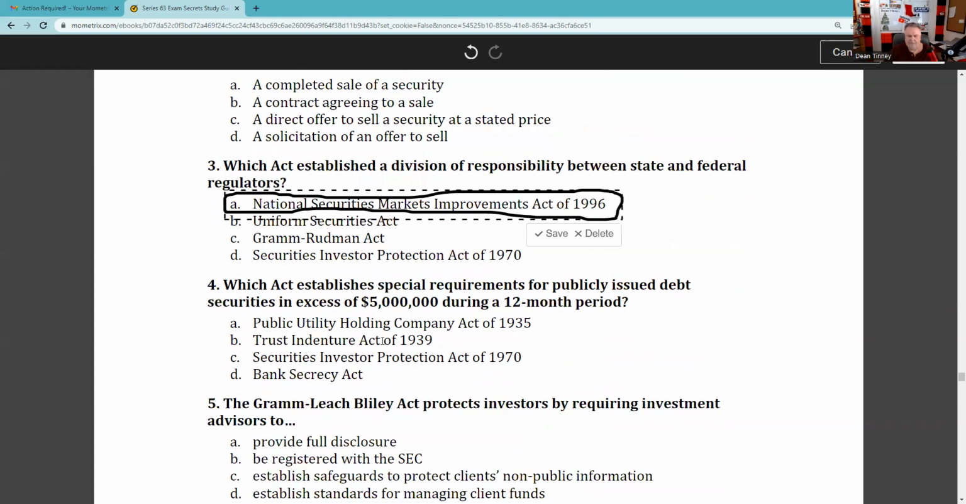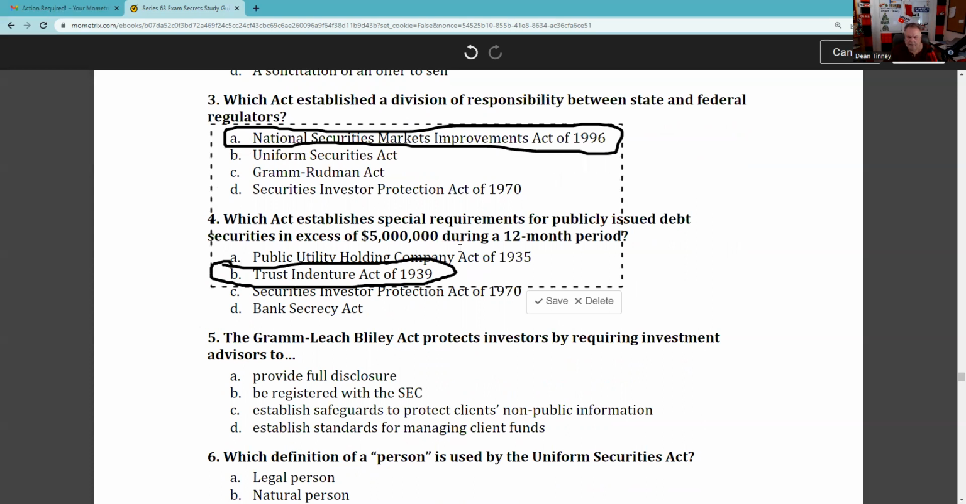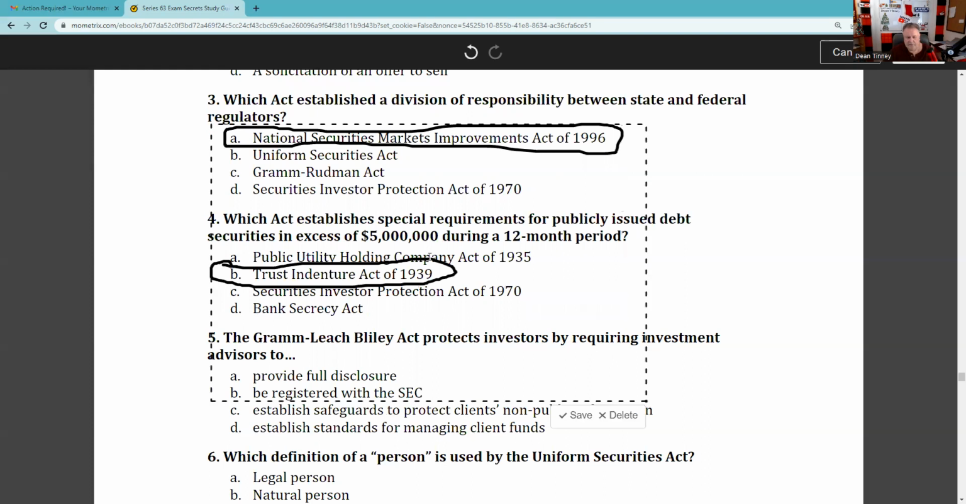4, which of the following establishes special requirements for publicly issued debt in excess of 5 million during a 12-month period? I think this is low probability, but this is the Trust Indenture Act of 1939 that requires a contract between the issuer and the trustee for the benefit of the bondholders. I wouldn't worry at all about the 5 million, and I wouldn't worry about the 12-month period. I would just know the Trust Indenture Act of 1939 requires a contract between the issuer and the trustee for the benefit of the bondholders. In other words, if the issuer defaults, I don't contact the issuer, I contact the trustee, who is a commercial bank.